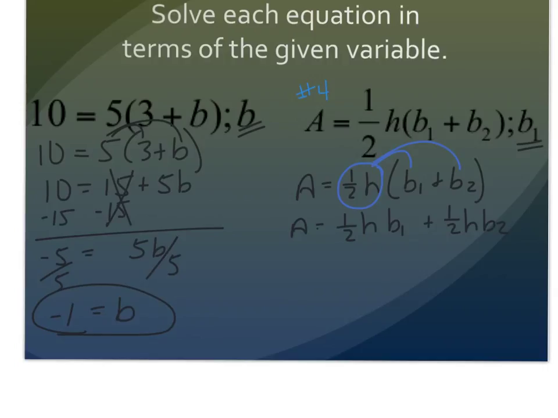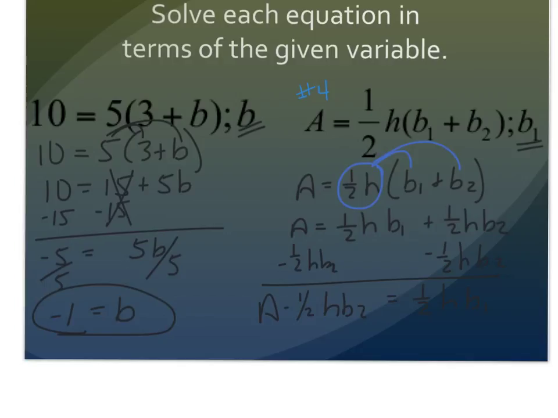My goal is to get the b1 by itself, so I'm going to subtract this to get rid of that. What I do to one side, I must do to the other. So I have a minus 1/2 hb2 equals 1/2 hb1.